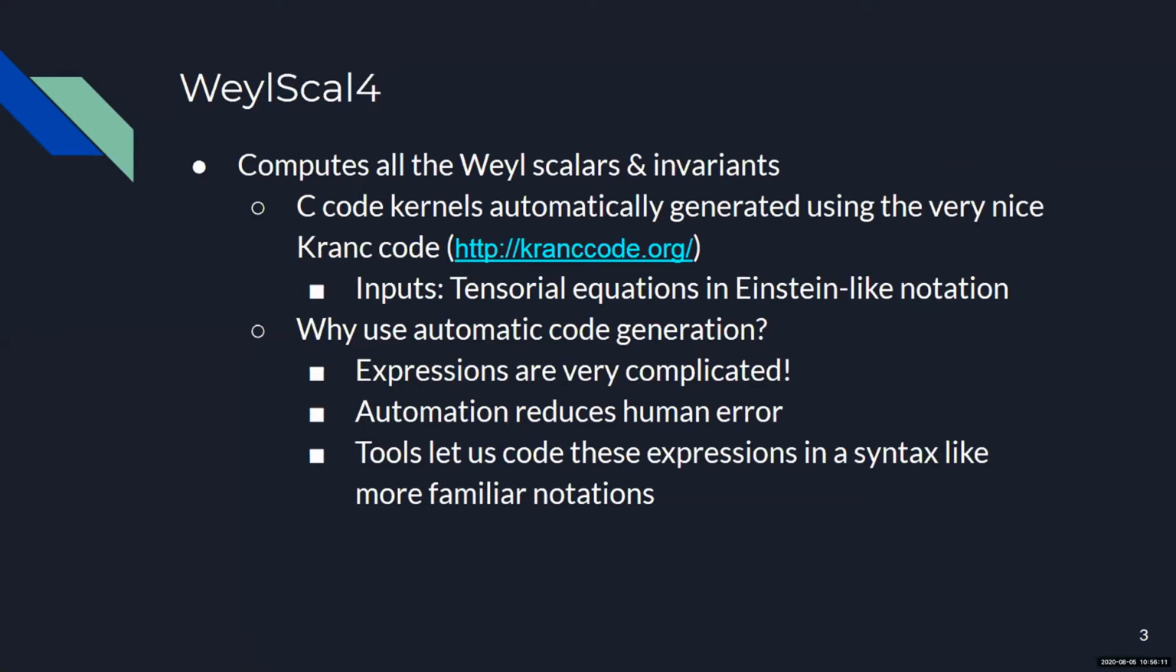So why would we want to use automatic code generation? Why not just write the codes ourselves? Well, as I mentioned before, the expressions are very complicated, and doing this by hand would be impractically complicated. So we automate as much as we can in order to reduce the human error in transcribing these. Tools like Crank code and NERPy allow us to write these expressions using a syntax that's much more familiar to how we actually write these equations out in papers.